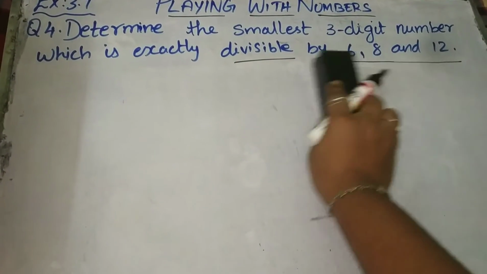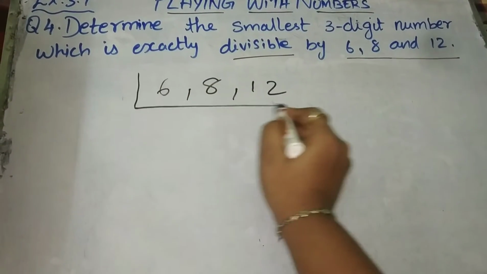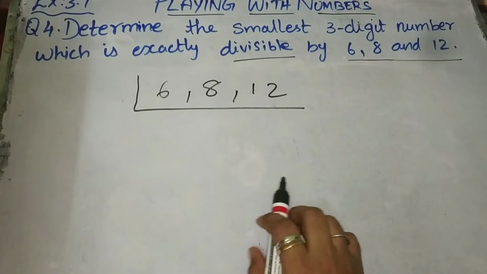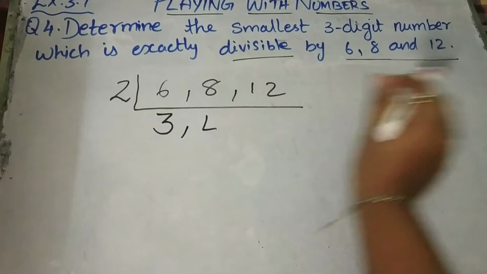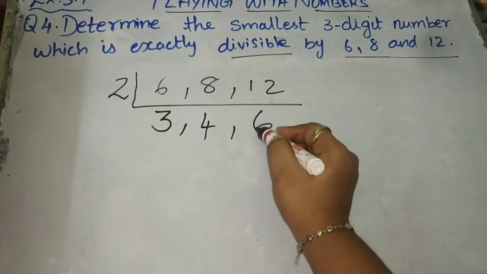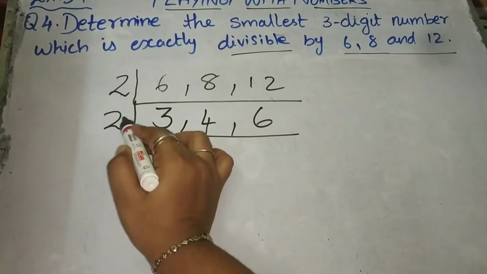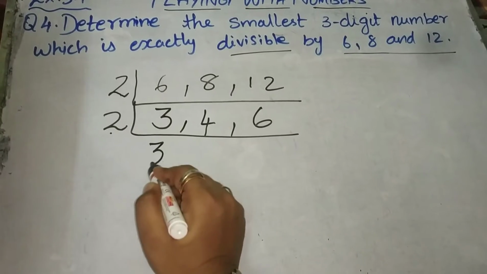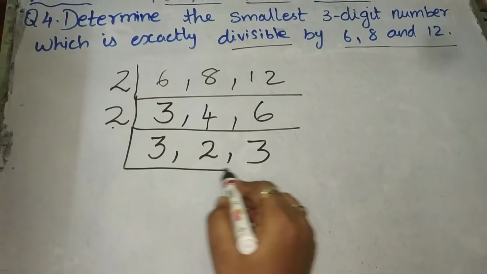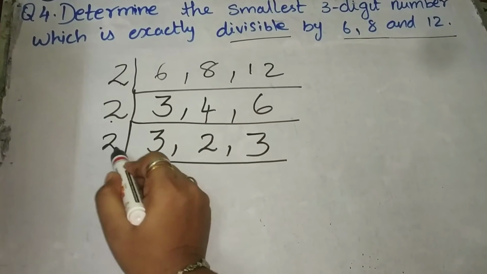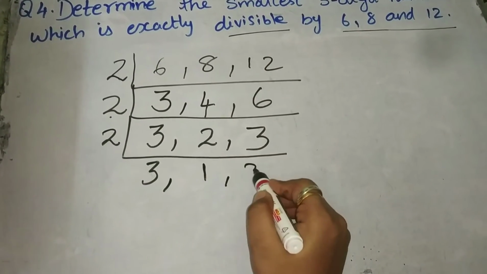We'll find the LCM for 6, 8 and 12. So all these three numbers will be divisible by which number? 2. How many times? 2 3s are 6, 2 4s are 8, 2 6s are 12. Now 3, 4, 6. Now again I'll divide by 2. In 3, 2 won't go, so I'll write the same 3 as it is. 2 2s are 4, 2 3s are 6. Let me complete this 2 itself first. So again I'll divide it by 2. I'll write the same 3 here. 2 1s are 2 and 3.